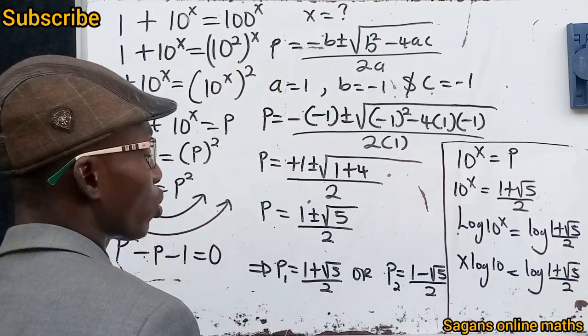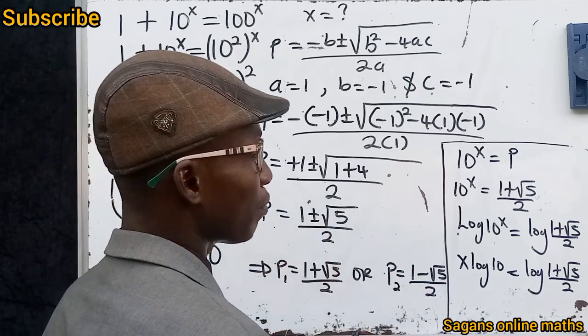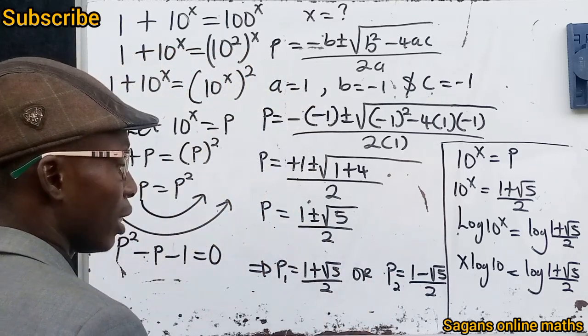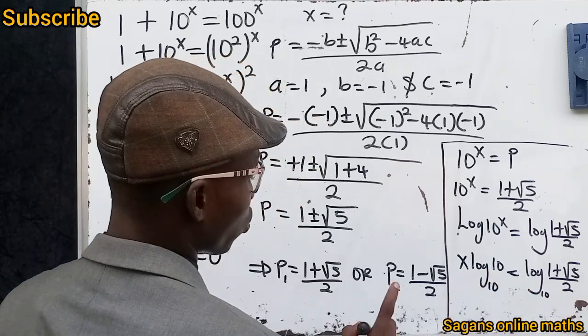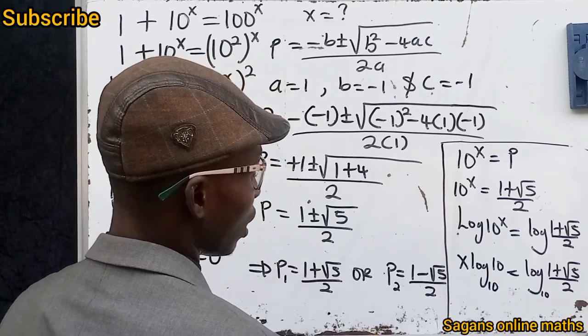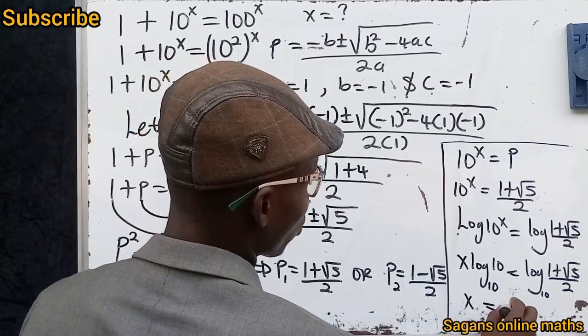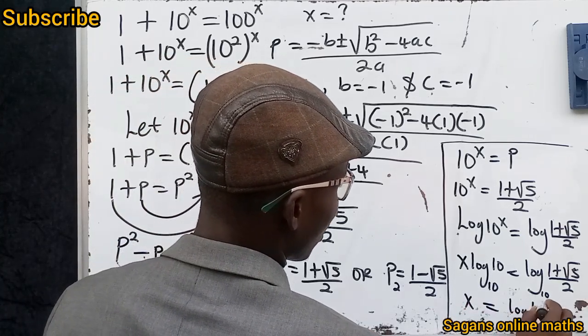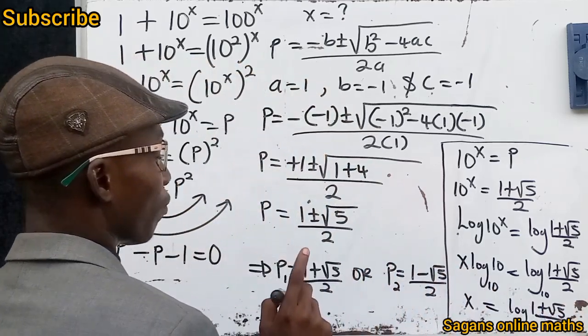Now remember that log of any number to its own base is 1. I've told you that for any logarithm without a specific base, note that logarithms are always in base 10. That means the base here is 10, and log 10 base 10 is 1. And 1 times x is still x. That is to say that our x is equal to log of 1 plus root 5 divided by 2. This is one of the values of x.